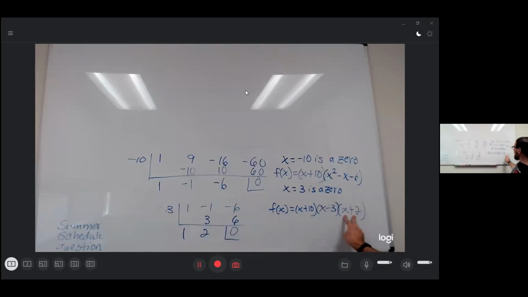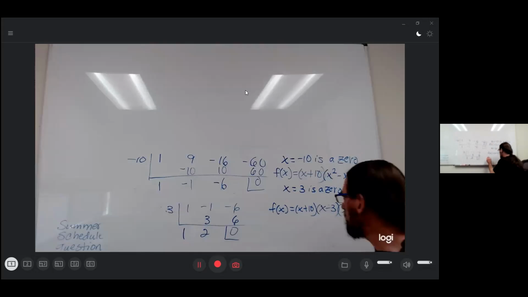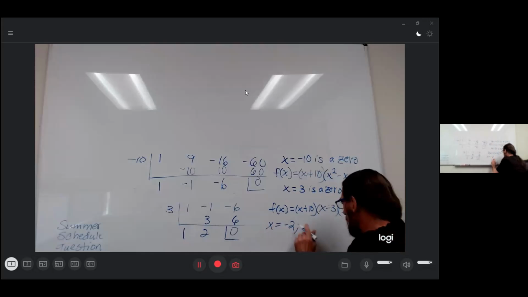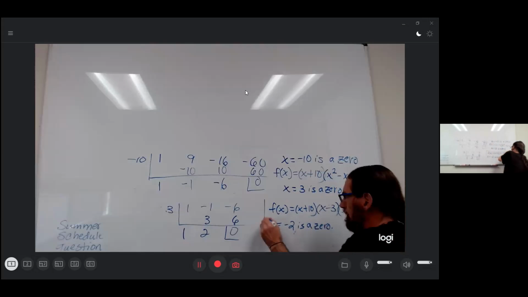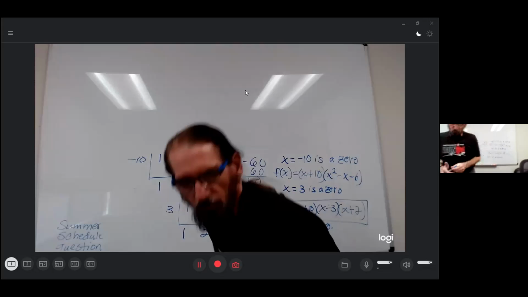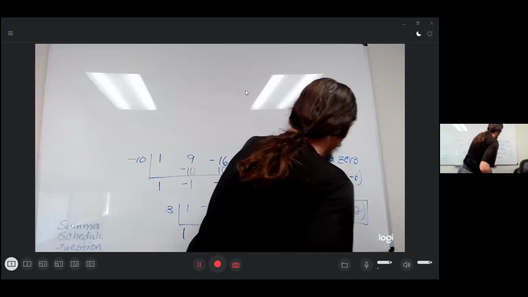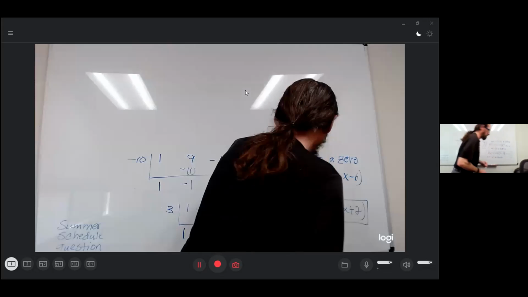And with that third factor there, we had x equals 3 being a 0, going with the factor x minus 3. We get one more 0, x equals negative 2, going along with the factor x plus 2. So this is a complete factorization, and the zeros that we were looking for are x equals negative 10, x equals 3, and x equals negative 2.